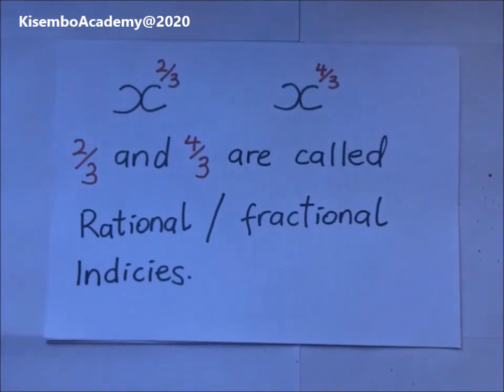And the rules or the laws that govern how you interpret the rational indices, how you multiply them, how you divide them, are more or less the same as the rules that we explored in our previous video when we were looking at how to multiply and divide indices.